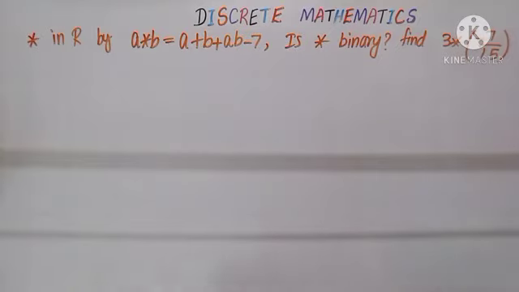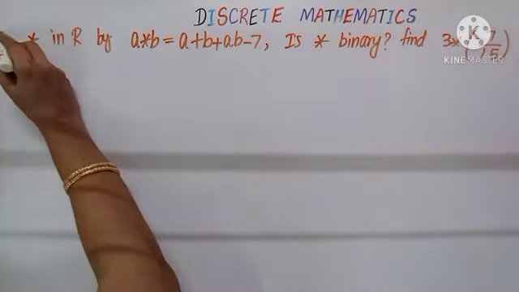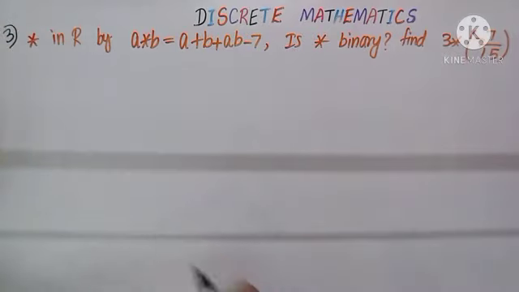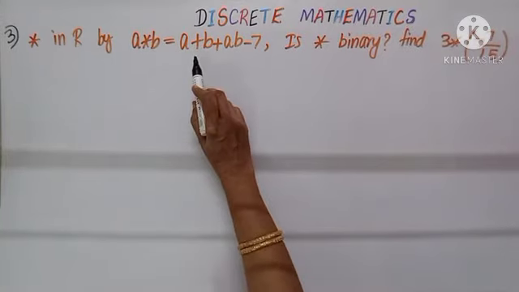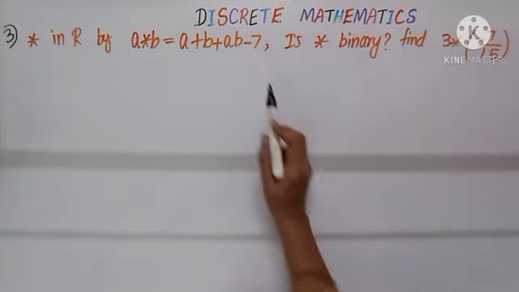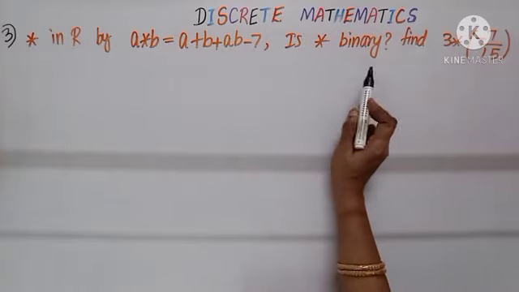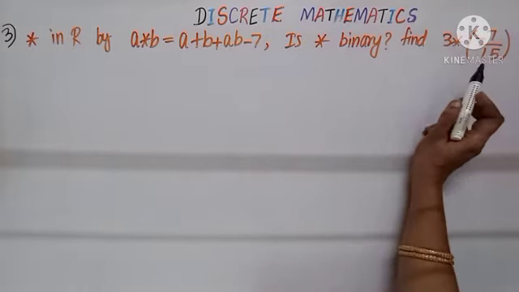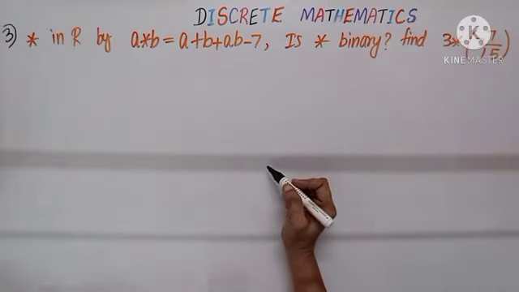Question number 3. Star is an operation defined in real numbers R by A star B equals A plus B plus AB minus 7. Is star binary in R? If so, find 3 star minus 7 by 15.